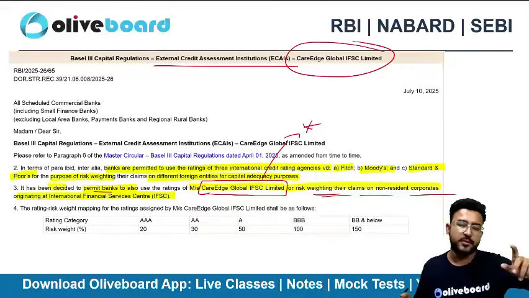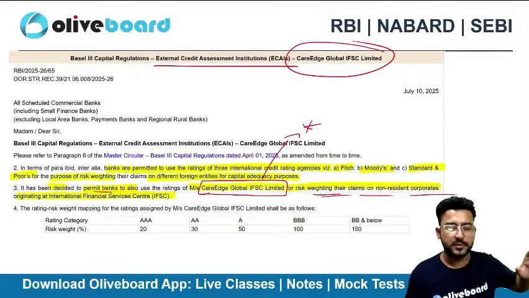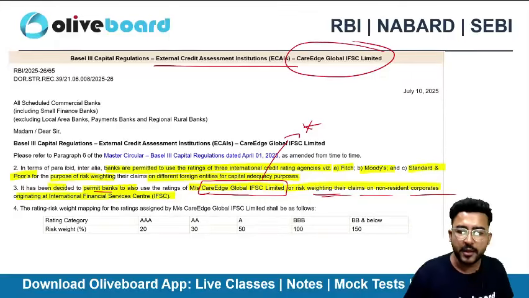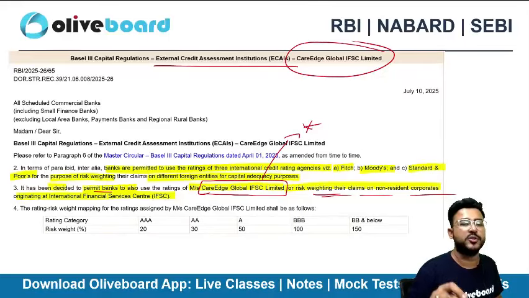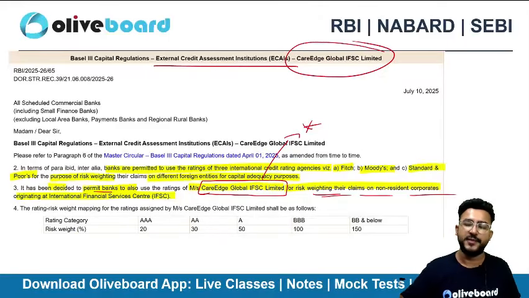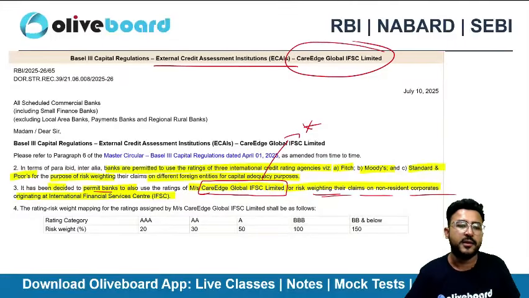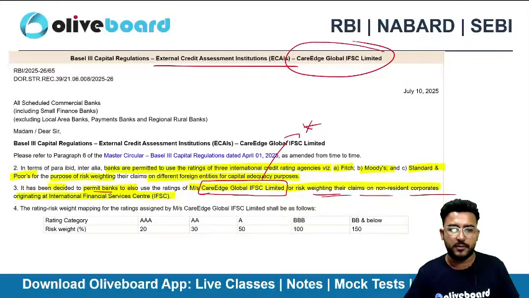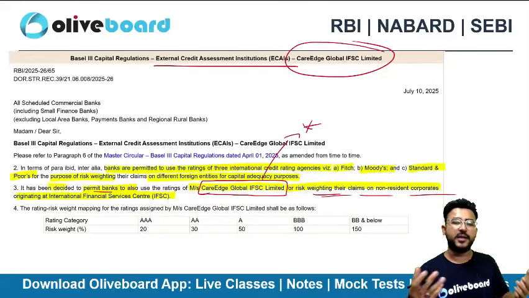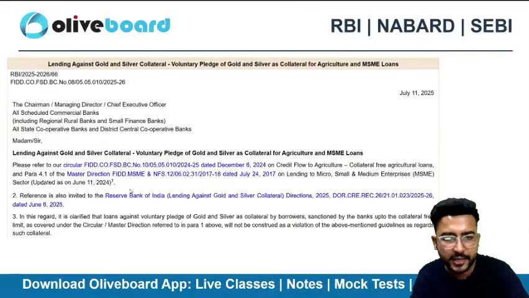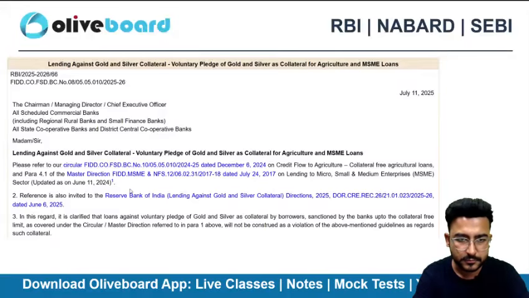Earlier, the bank only used the ratings of different credit rating agencies like Fitch, Moody's, S&P, but now the banks can also use the service of CareEdge Global IFSC Limited. So we are just recognizing a particular entity here, right? We are just giving a recognition to this particular entity via this circular, right? Okay.